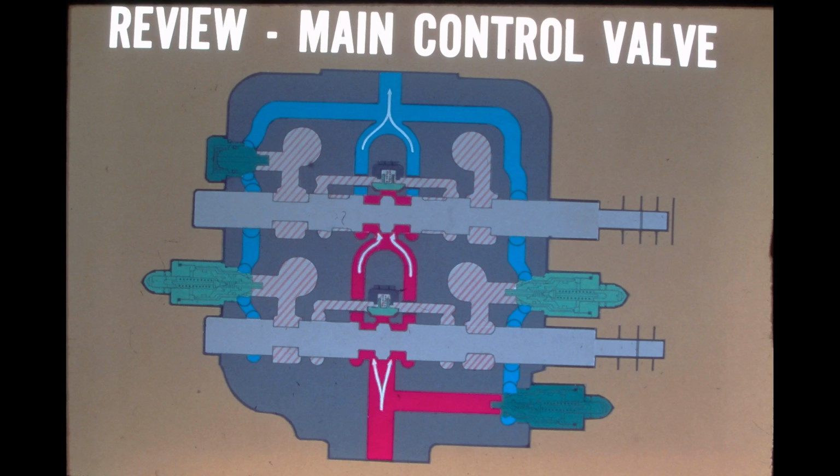The answer to number 1 is true. The bucket circuit is equipped with a circuit relief anti-cavitation valve on both sides of the spool. Number 2 is false. The boom raise circuit is equipped with an anti-cavitation valve only. Number 3 is also false. The circuit relief valve settings are different than the system relief setting. Number 4 is false. The circuit relief valve is open when pressure builds above the relief setting.